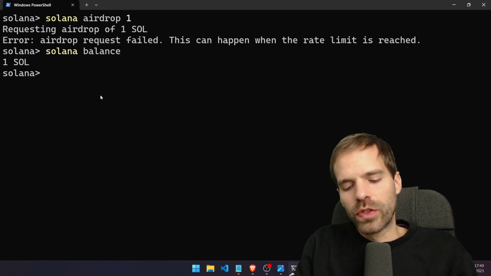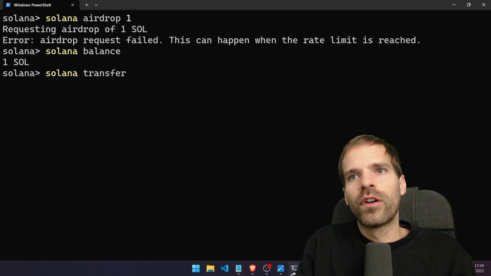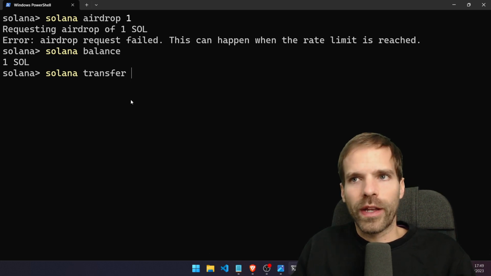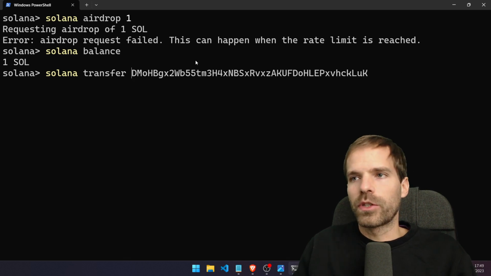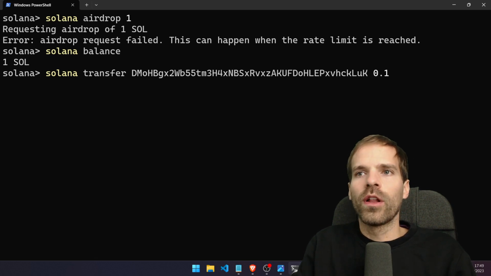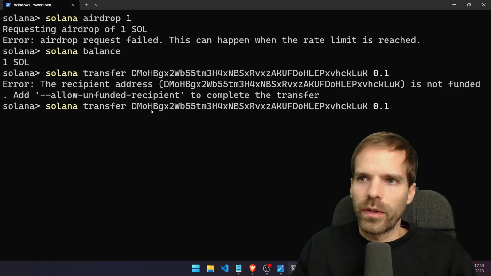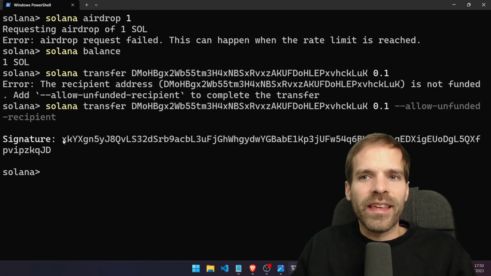And then we can use the Solana CLI to transfer stuff. Transfer, we need to say where we transfer to, for instance, to the demo wallet. So basically we just put in the address where we want to send to, and then how much we want to send, I don't know, 0.1 SOL. Execute that, and because there's no SOL on that account, we also need to say allow unfunded recipient. And then it's sending this transaction.